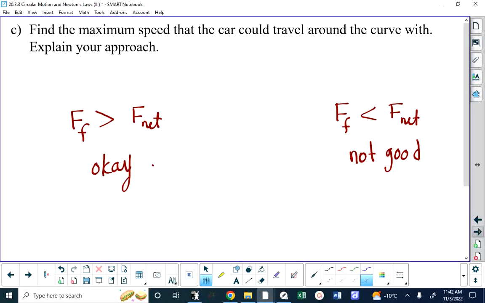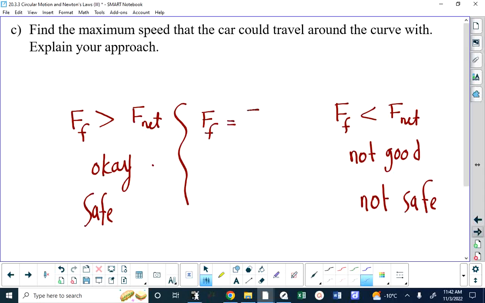This is safe. Not safe is maybe even an understatement. It's just not possible for you to go around the curve at that speed if the force of friction is smaller than the required net force. So where's the tipping point? Where is that speed that would be the biggest speed possible? It would be if the force of friction equals the net force.